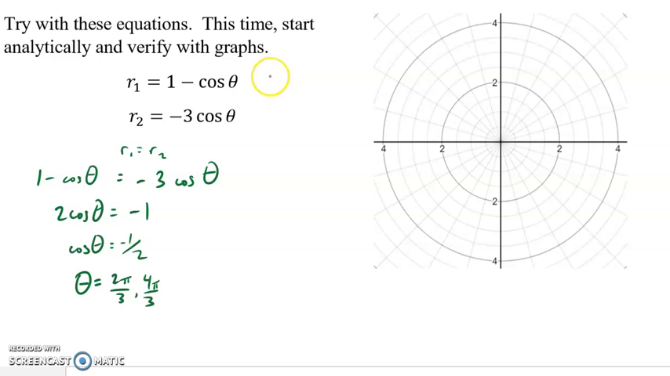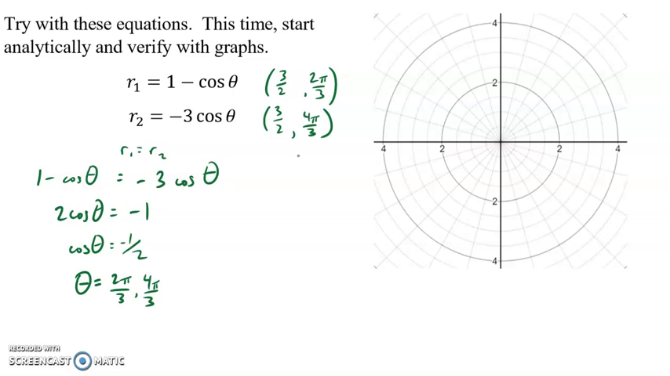Cool. So it looks like 2 pi over 3 for the theta value is going to give us 3/2 for the r value, and I think the same thing for 4 pi over 3. We're going to get 3/2, comma, 4 pi over 3 is another point of intersection. We can double check that because both of those equations give us an r value of 3 over 2 when theta equals either 2 pi over 3 or 4 pi over 3. All right, so that's good.